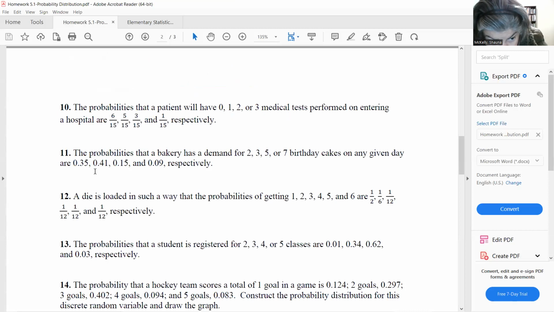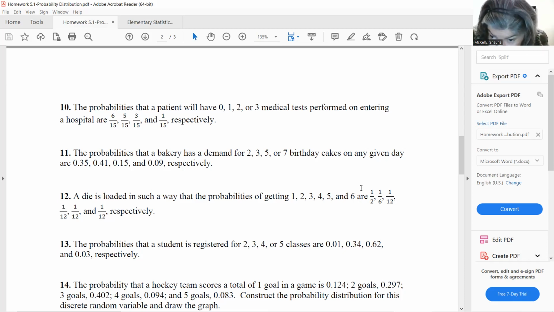I'll leave you to do number 11 and 12. Now, notice she gave you different probabilities on 12. That's because the die is loaded, okay? What that means, we're used to using a fair die, and a fair die means that all the outcomes have an equal chance of occurring. If it's loaded, some outcomes are more likely than others. Usually what they do to load a die is they shave it a bit on one side to make it heavier on one side than the other and make it more likely to fall in a certain way.